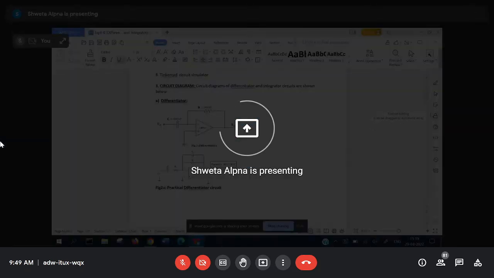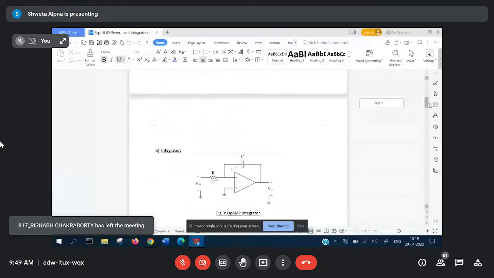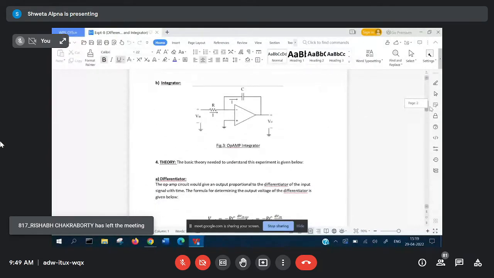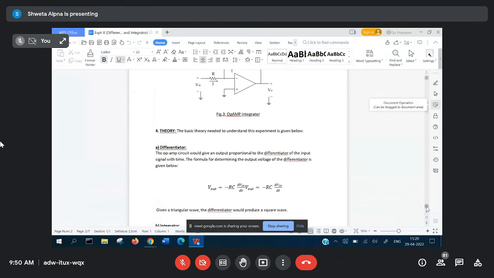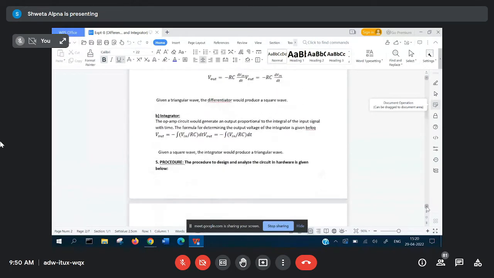Okay. So similarly, you have the integrator here. Just now I've told you about the integrator. In the integrator, just opposite connections you have to do. Here you can see resistor is in the input path, whereas capacitor is in the feedback path. In the differentiator, capacitor was in the input path, resistor was in the feedback path. So during the connections in the Tinkercad, also you simply have to swap the connections and you will be able to perform both the experiments. So what is an integrator doing?